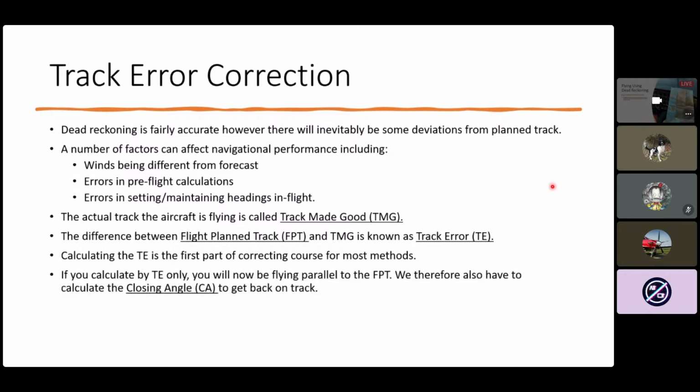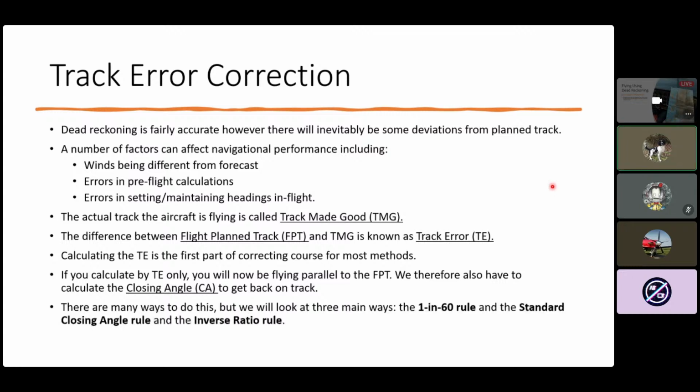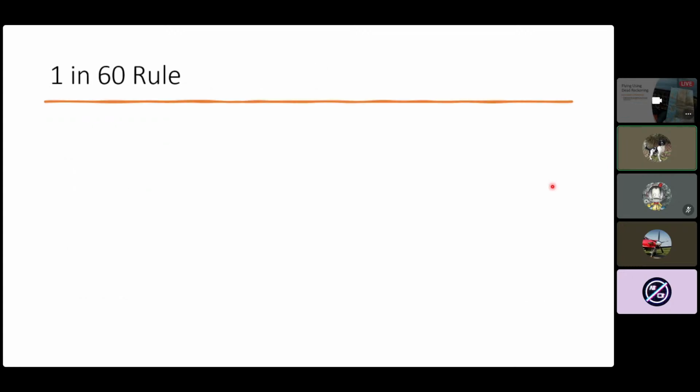So we also have to get something called the closing angle. We have to correct and stop the track error, and then we have to close back onto the track that we intend to be on. There's quite a few ways to do this. I'm going to look at 3 ways: the 1 in 60 rule, the standard closing angle rule, and the inverse ratio rule. And I'm going to quickly give you some examples of each.